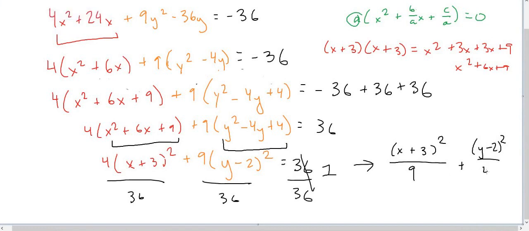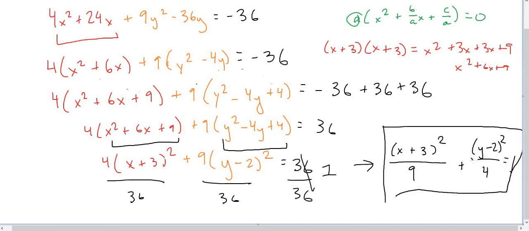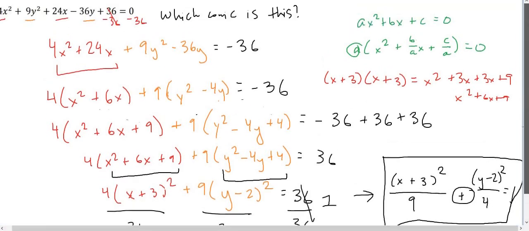So all we have to do is put this 4 on the denominator, and then we have a 1 over here. And we can see that this is now in our general form of a conic. And since we're adding, we know that this is going to end up being an ellipse. So the conic, if we go all the way back to the top, the conic that this is, is an ellipse. And we're done.